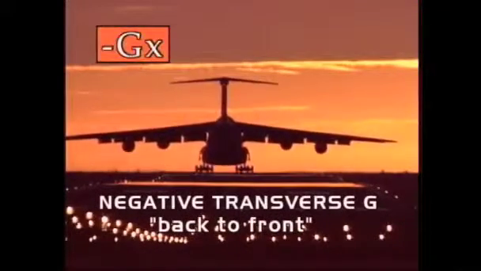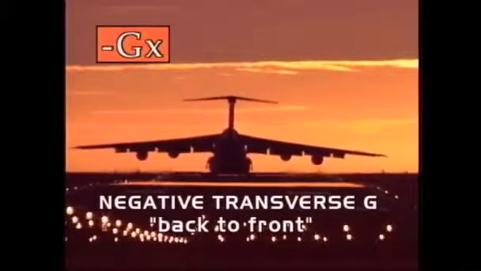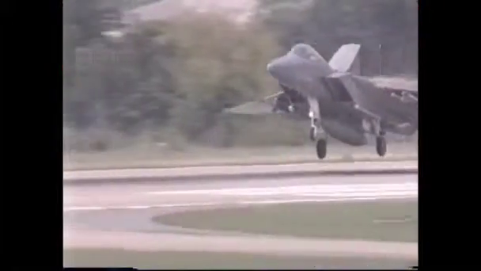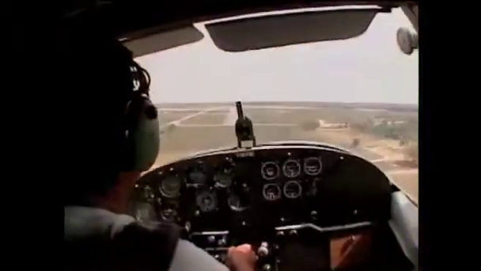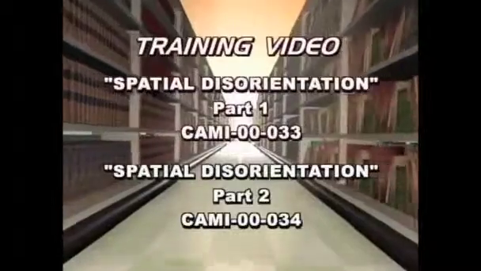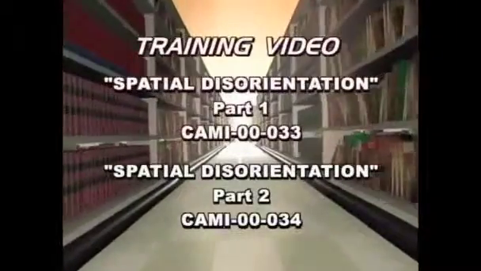A negative transverse G, which is back to front, is experienced during landing, in-flight air braking, and while decreasing airspeed during level flight. Transverse G accelerations affect the body's equilibrium system. Equilibrium originates from the inner ear, causing pitch up and pitch down illusions. These illusions are discussed in detail in the training module on spatial disorientation.